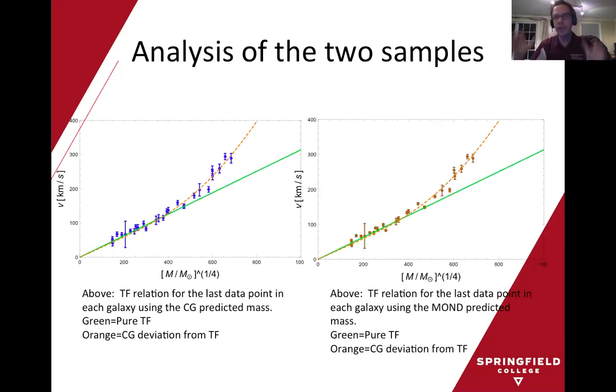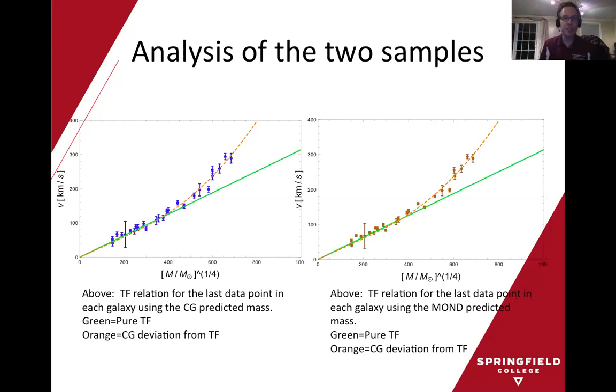If we take all the galaxies from the Bottema sample and all the galaxies from the Carignan sample, and pop them onto one plot, and, to keep the natural errors, instead of doing V to the 4th proportional to M, we're going to do V proportional to M to the 1/4, so we can keep the actual error bars in the velocity. Then the green line is the exact relation, V proportional to M to the 1/4.